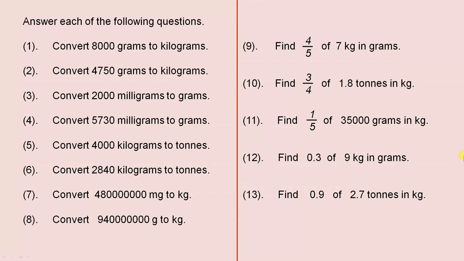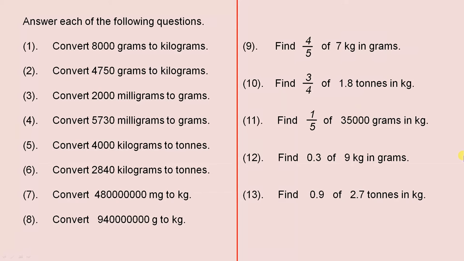So number one, convert 8,000 grams to kilograms. All we have to do there is find out or know how many grams in a kilogram. The second one is similar, except there'll be a decimal point involved. Number three, convert 2,000 milligrams to grams. So we have to know the conversion, how many milligrams in a gram. Number four is similar, but there will be a decimal point.